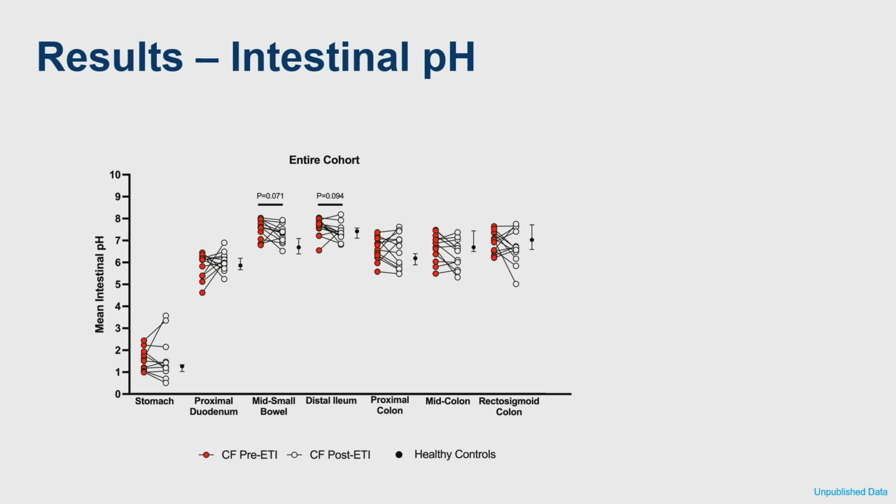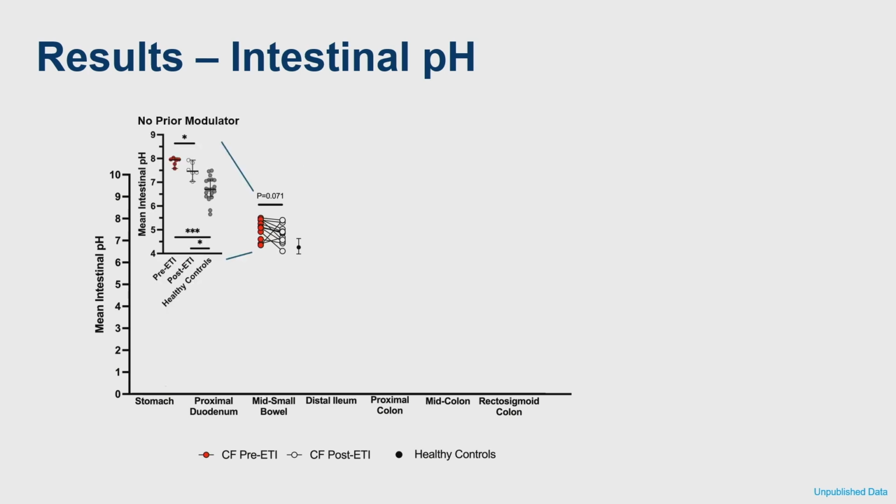So when we look at statistical changes across the entire regions, we don't find any significant changes with ETI in the intraluminal pH. We see in the mid-small bowel and distal ileum, in our predefined trend regions, maybe there's some trend towards a change, but nothing significantly different. So we started to ask ourselves why that might be. When we looked at the cohort that had not been on a prior modulator, sort of hypothesizing that, well, maybe there had already been some benefits, that we're not seeing changes here.